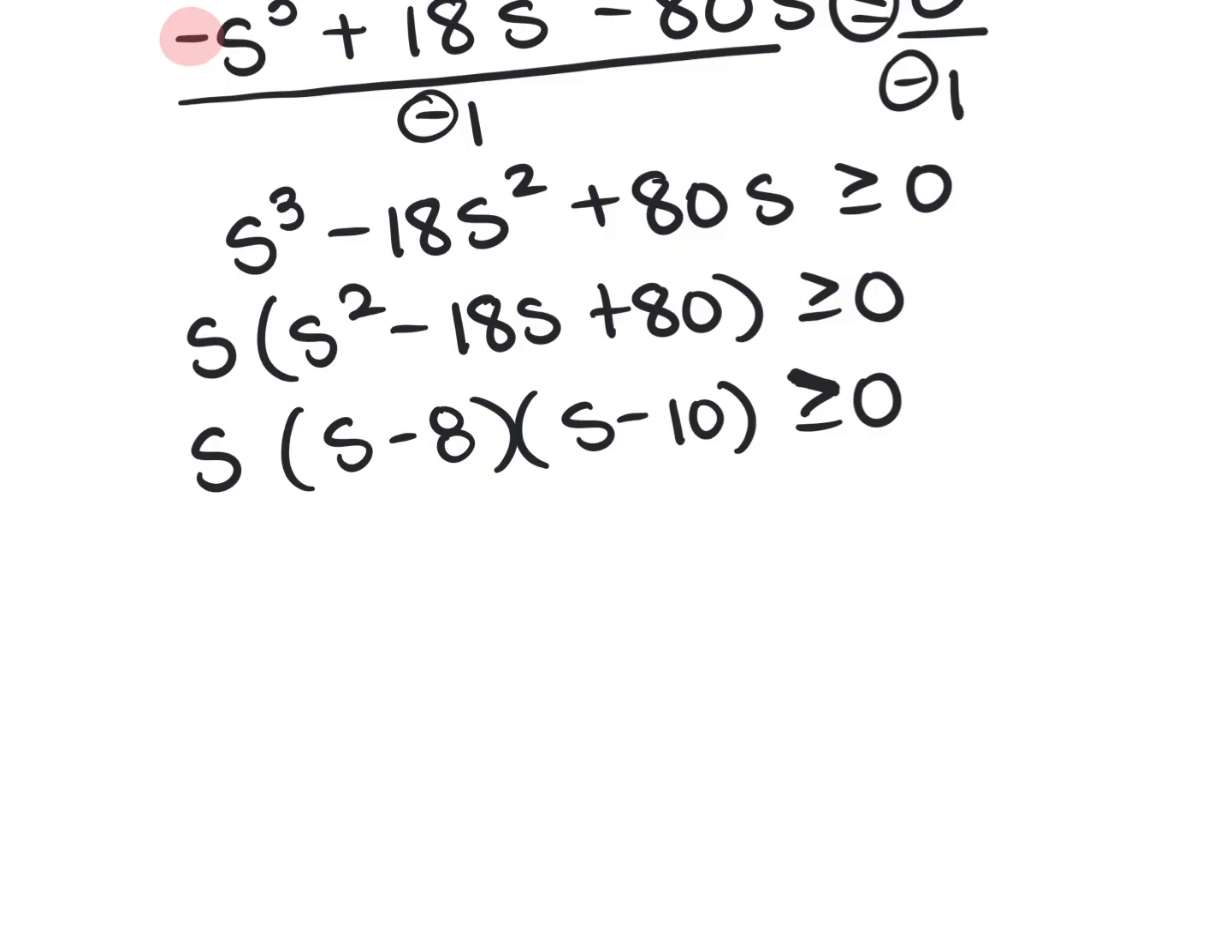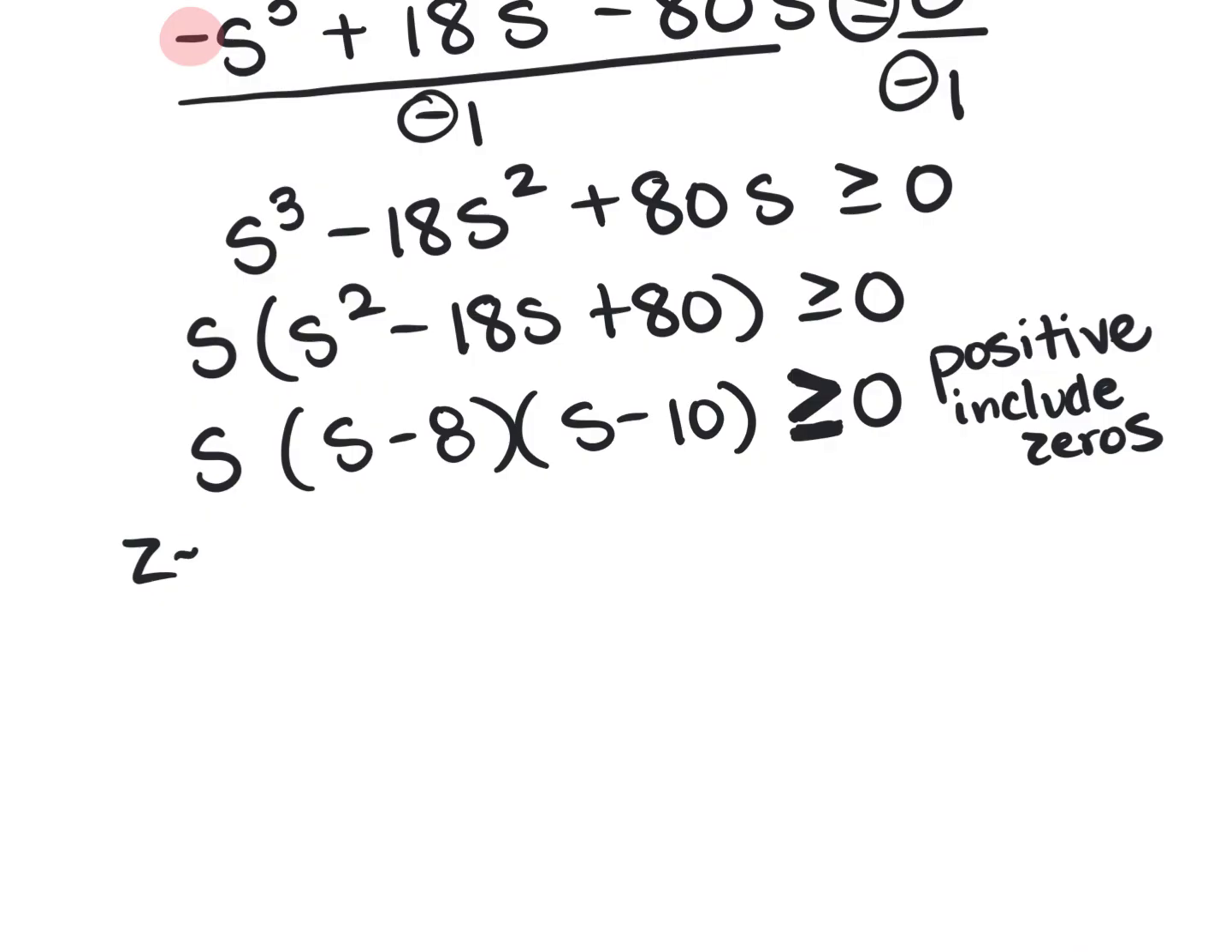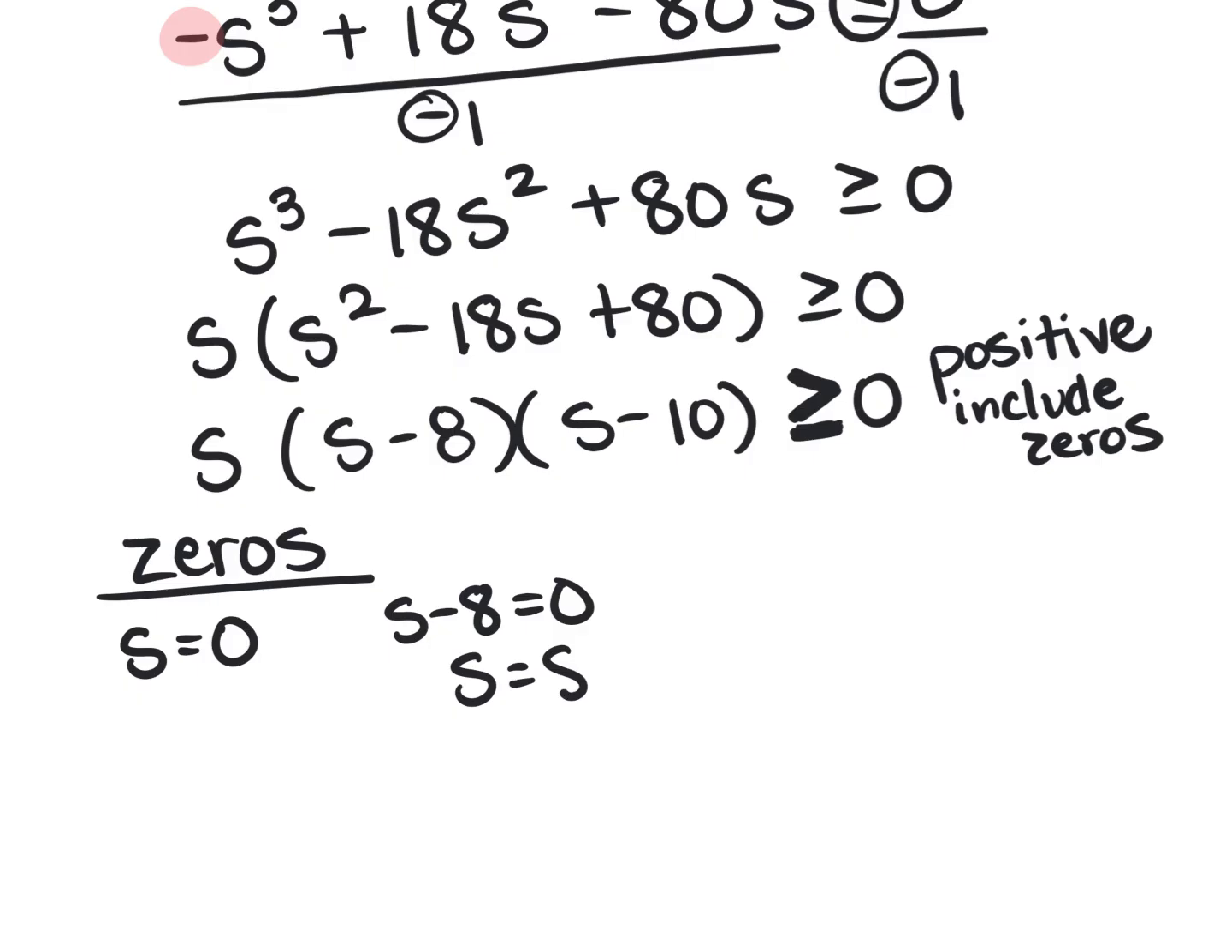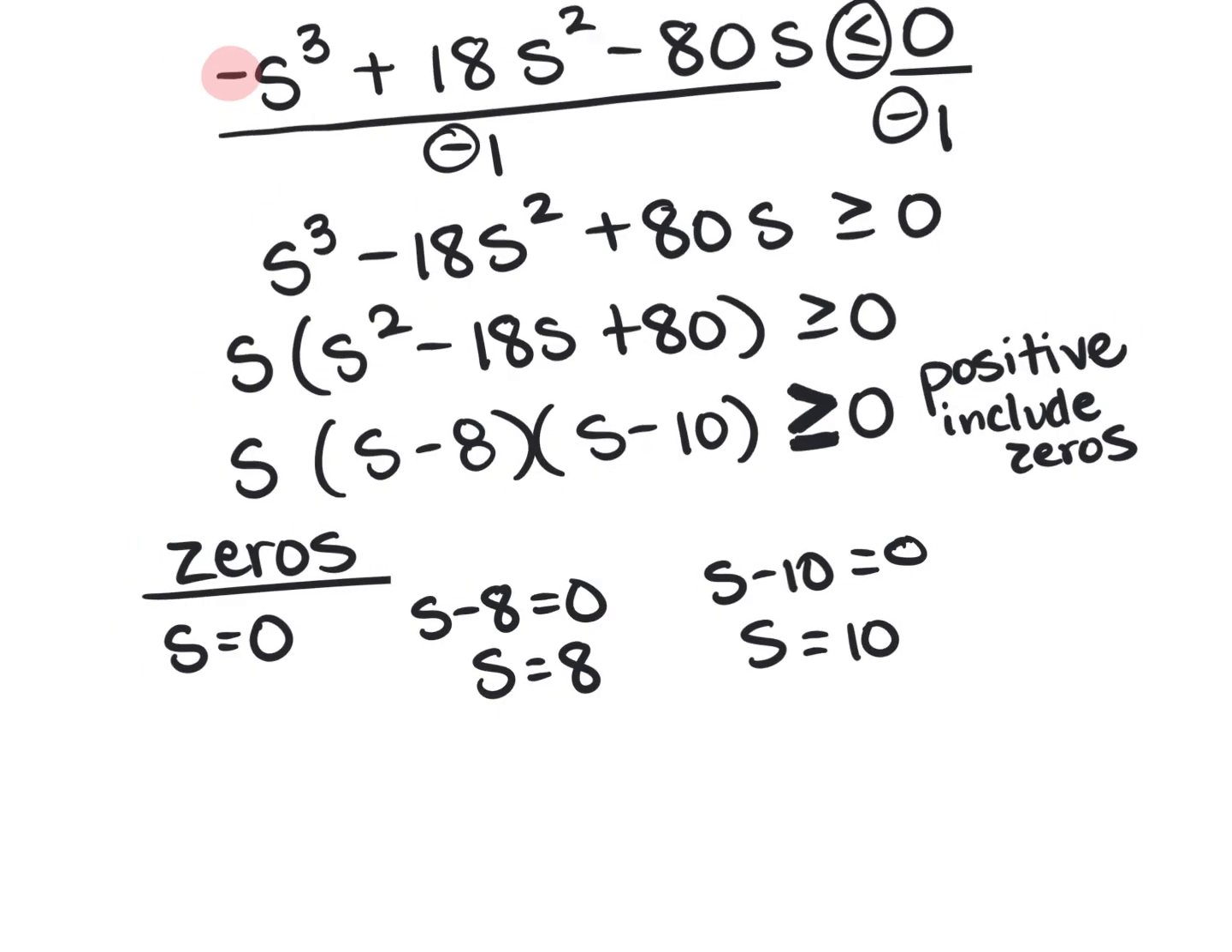So this says that the function is greater than 0, so I'm looking for positive answers on my number line once we get down there. This indicates that it's greater than or equal to 0, so we include our zeros. Now, once we include our zeros, we have to actually go figure out where they are. The first term is equal to 0, so that is a 0. I have s minus 8 is equal to 0, so s is equal to 8. And I also have that s minus 10 is equal to 0, so s is equal to 10. These are my 3 zeros that go on my number line.